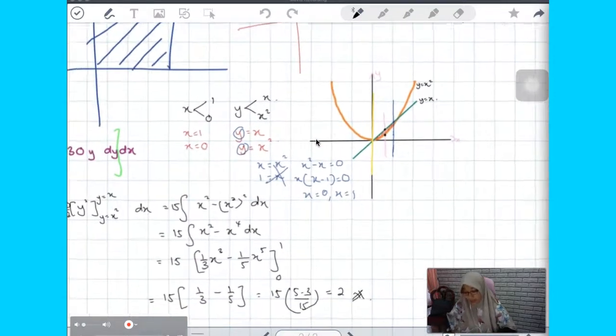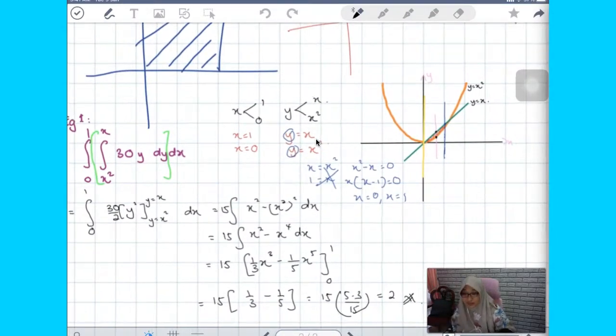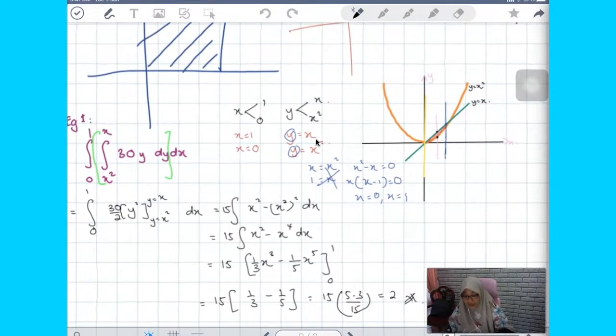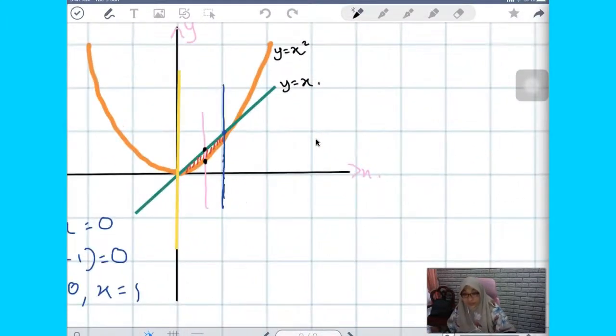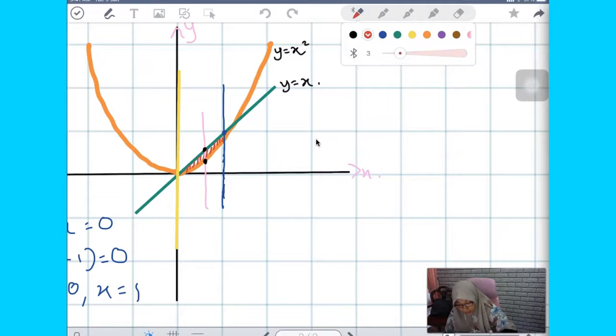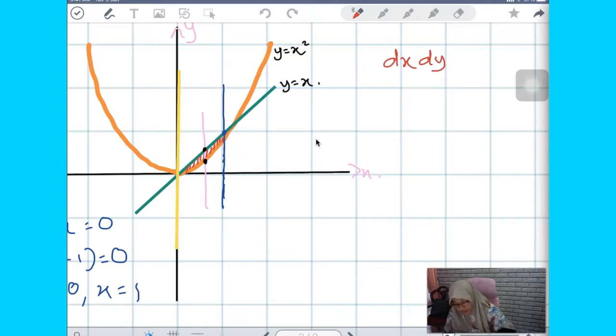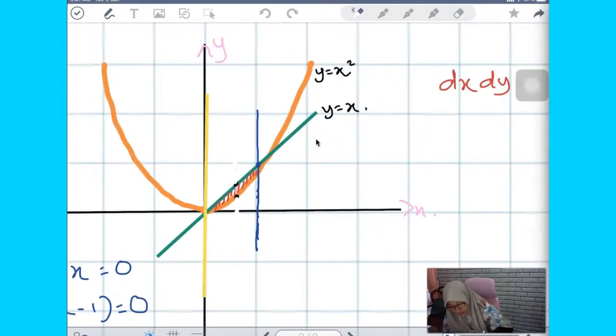So now it is time for us to obtain the order of dx dy, which means y is constant. When y is constant, you don't have the vertical line anymore. Back to the question, we want to change the order to dx dy, where y is constant. Just a second, I want to erase. So you don't have this anymore. Then you have to sketch the horizontal line.